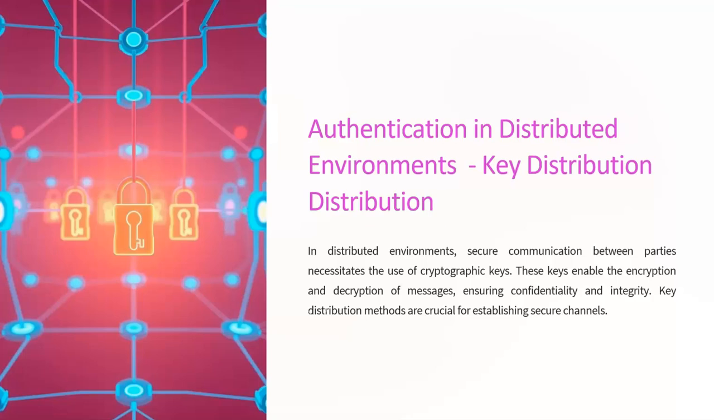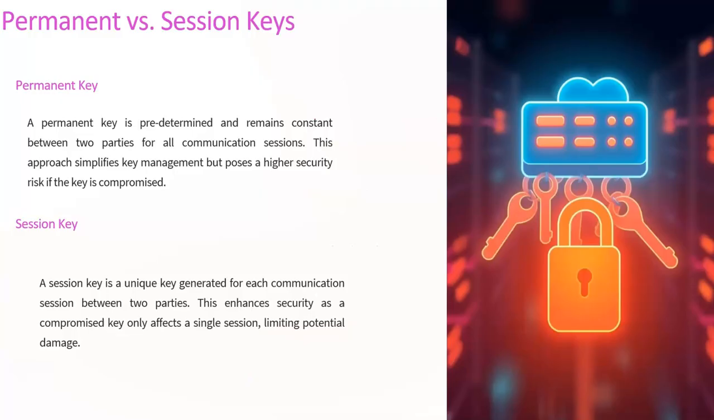In a distributed environment, we will be using an important thing called cryptographic keys. What are the keys available? We have two types of keys. One is the permanent key, the other one is the session key. A permanent key is predetermined whenever two parties are going to communicate. For example, when I am going to communicate with another person, X with Y, whenever there is a communication, we will decide upon a key, and through that key only we will be communicating.